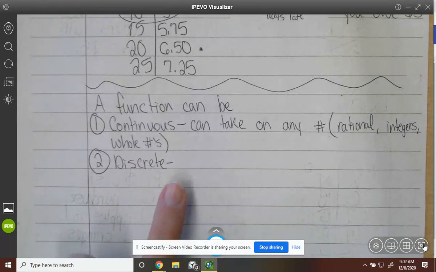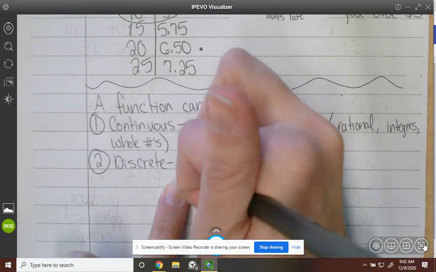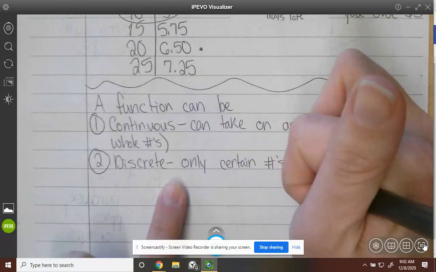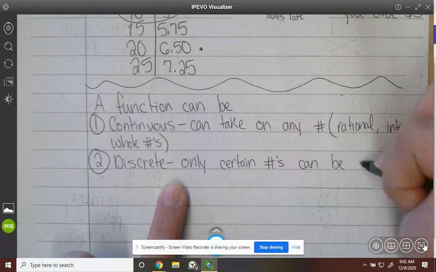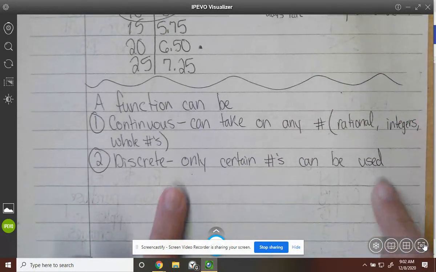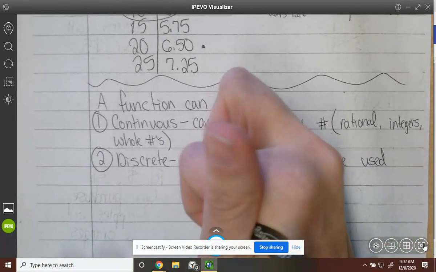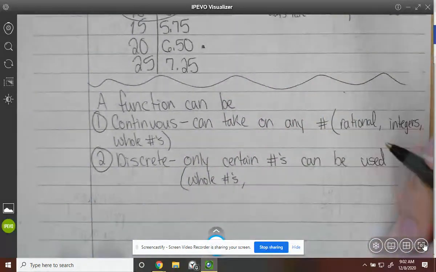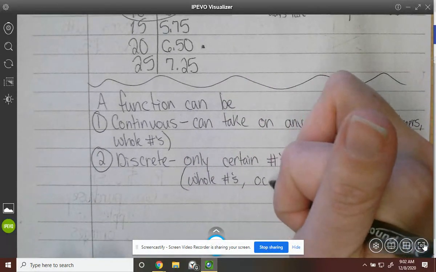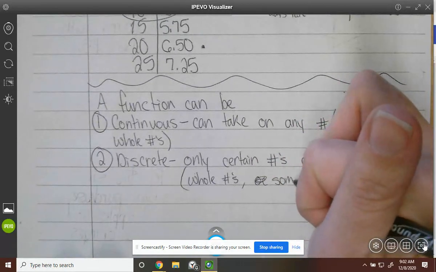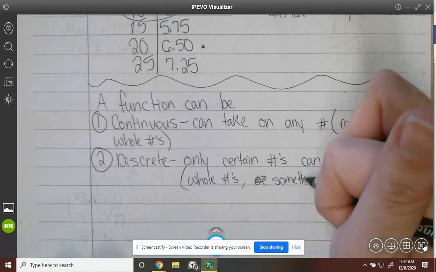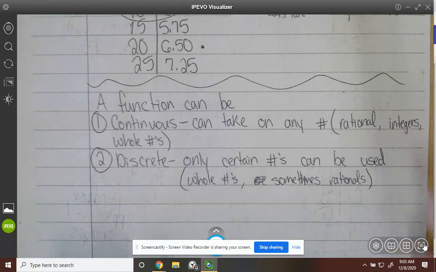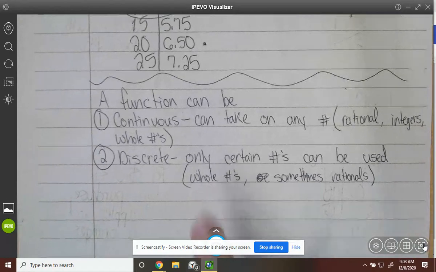Discrete, however, only certain numbers can be used. So most of the time in this situation, we're talking about whole numbers. Sometimes we have rationals in this case, but most of the time it's whole numbers.